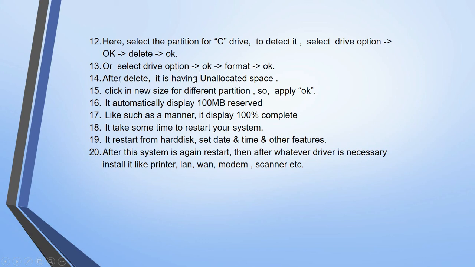After delete, it has unallocated space, so click on New to set the size for a different partition, then Apply, then click on OK. It automatically displays 100 MB reserved space. Then in such a manner, it displays 100% complete, which means your Windows is getting installed into your system. Then it takes some time to restart your system. When it restarts, again the same procedure continues during the setup of date and time and other features.